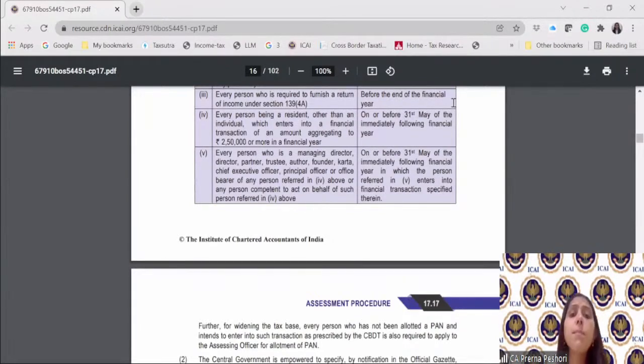Or, for example, if there is a sale or purchase over rupees 2 lakhs, even to a non-resident or by a non-resident, they will be required to take the PAN. Clear?